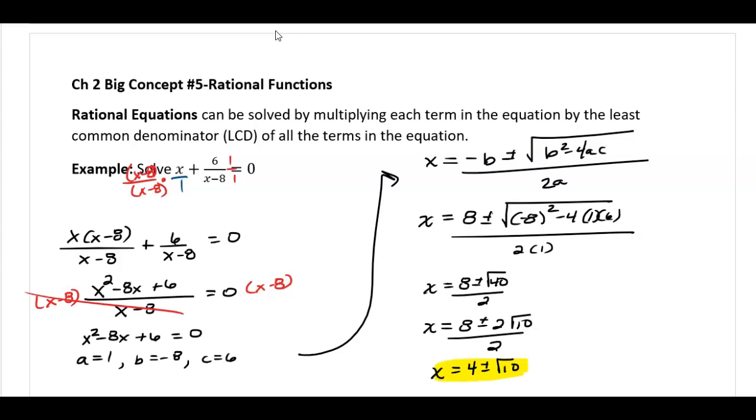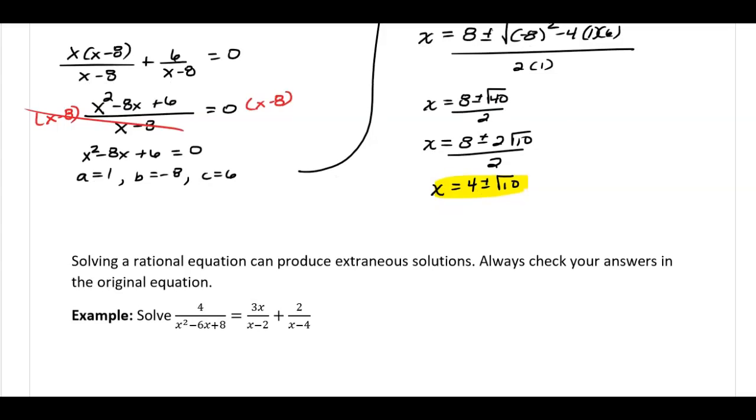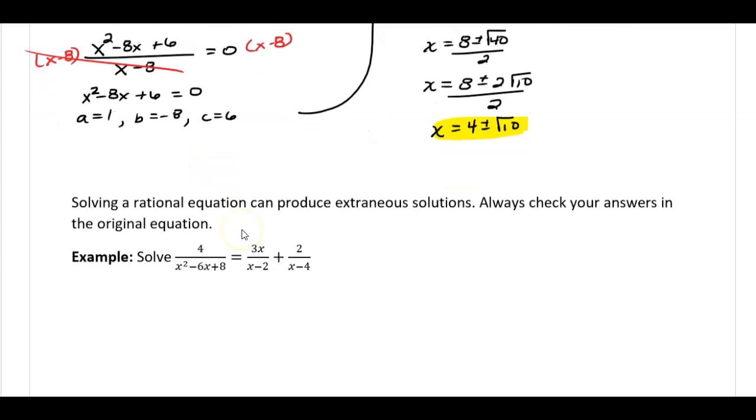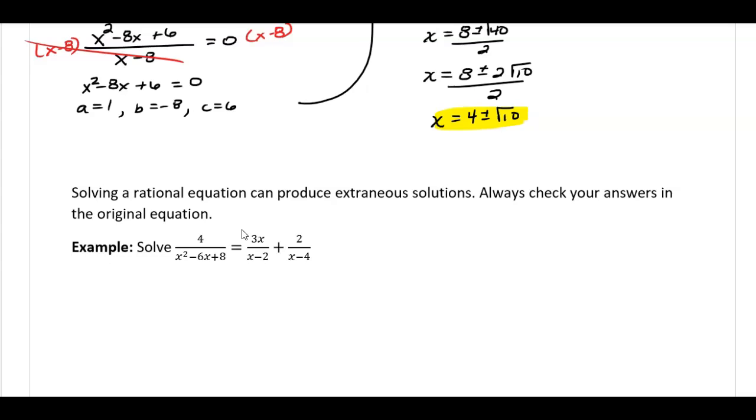All right, keep going. We're on the last example. I'm going to solve one more rational equation. Now, unfortunately, rational equations can produce extraneous solutions, aka extra solutions that do not work. So we always need to check our original equation. So once again, we need to get a common denominator. First things first, I want you to factor this side. See what this breaks down to.